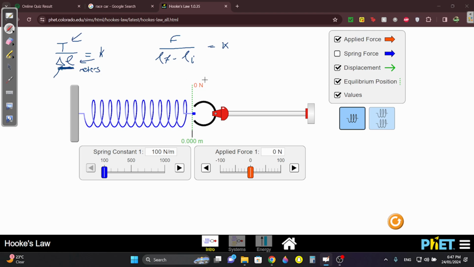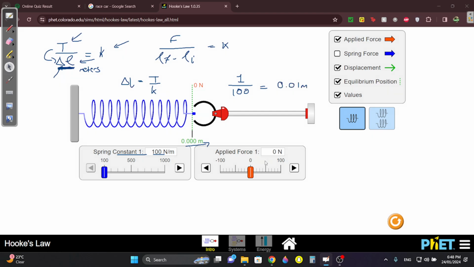Let's say we want to find how much it's going to travel, how much the distance is going to be. To find delta L, if we have this formula, T over delta L equals K, delta L would be T over K, right? The force divided by K. They gave us that the spring constant is 100. Let's say I apply a force of 1 Newton. 1 divided by 100 is 0.01, and it's going to be meters.